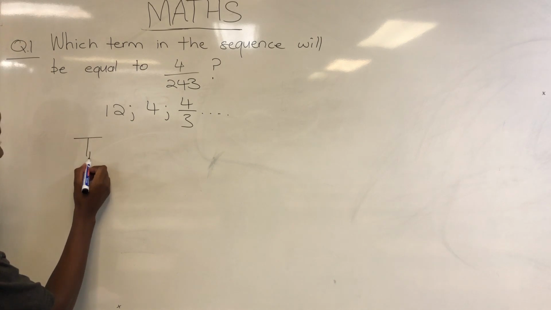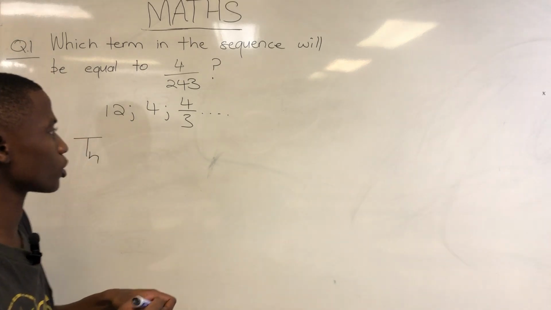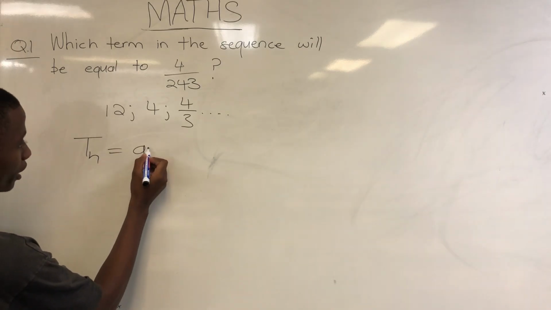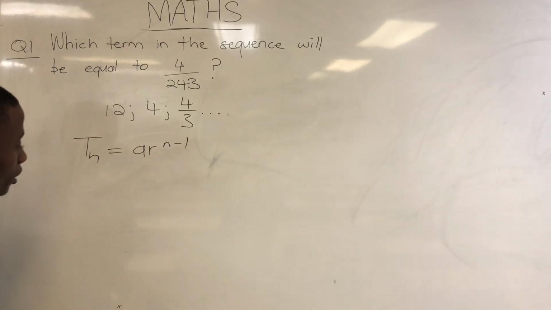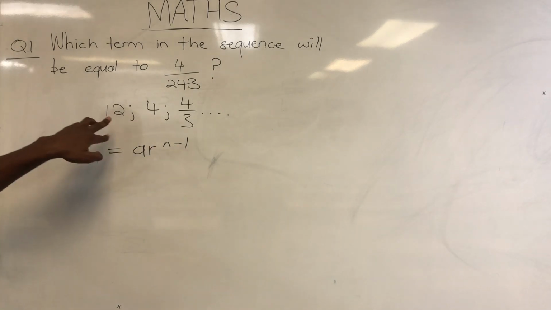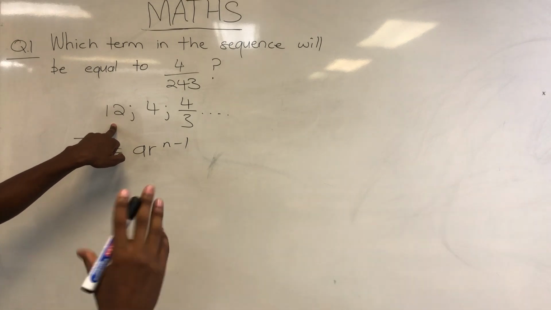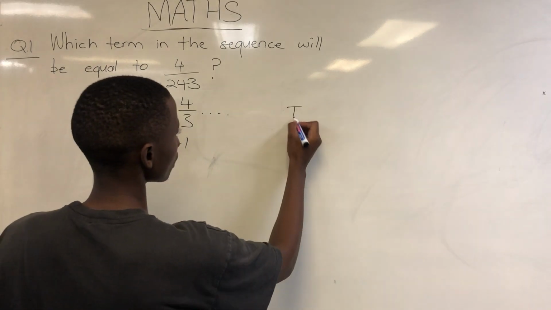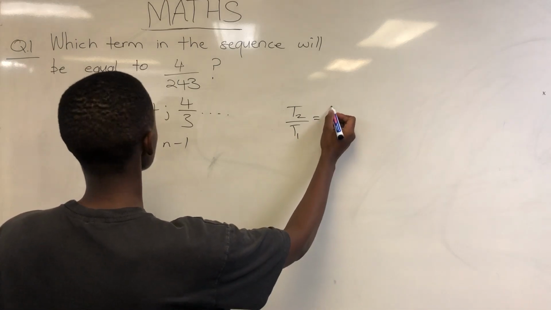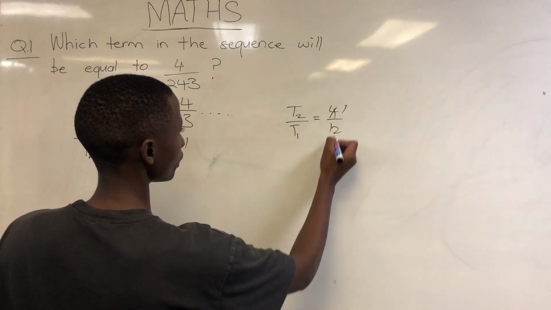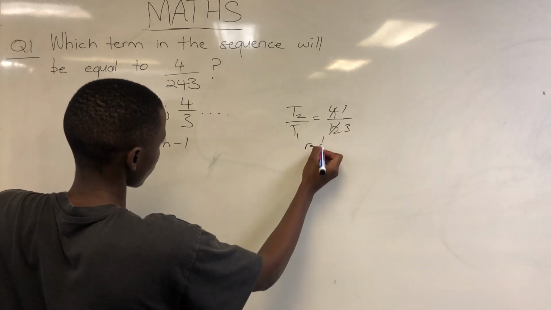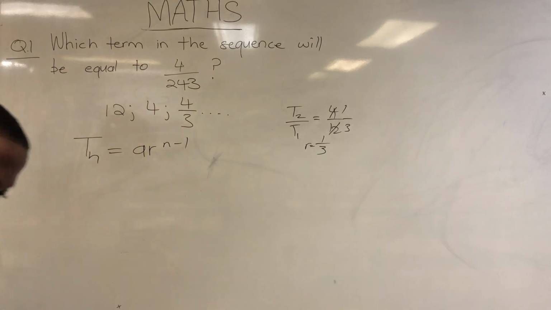So we have Tn, and clearly this is going to be a geometric sequence, so Tn equals a r to the power of n minus 1. What's our r? We can simply say 4 divided by 12, which is equal to 1 over 3, that is T2 over T1. Therefore, our r is 1 over 3. I hope you can see that.